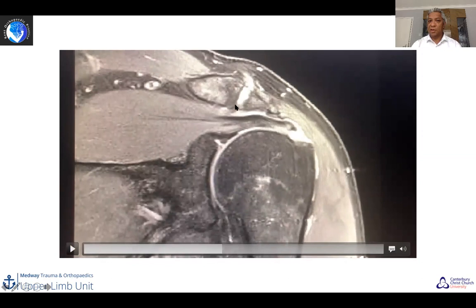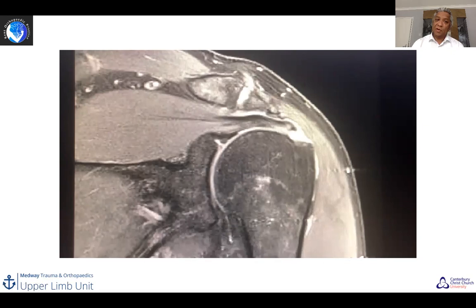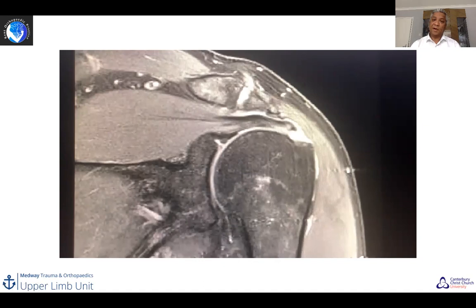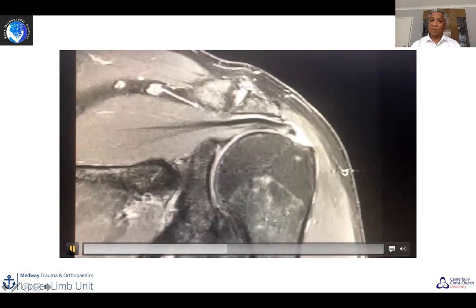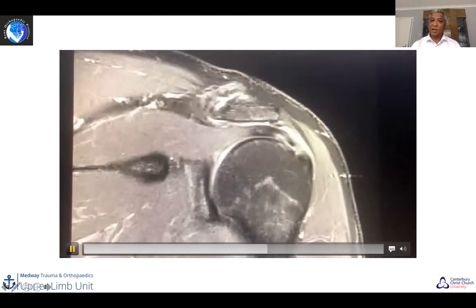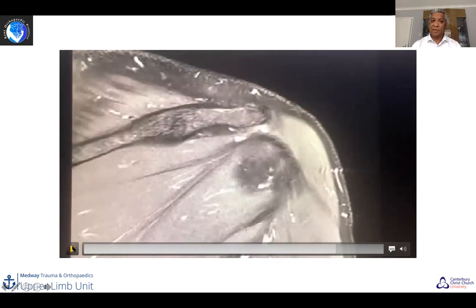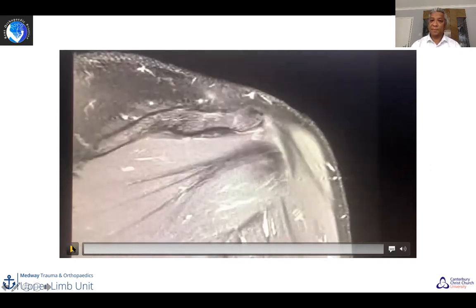You can also see the glow in the ACJ suggestive of degenerative changes, but it's vital that this is clinically correlated, as we know from various publications, including one by myself, that MRI changes are present in more than 80% of patients over the age of 30, even if they are asymptomatic. So it's vital. This is going towards the back, and you can see here the infraspinatus coming up, forming the tendon, and the infraspinatus muscle tendon is intact.